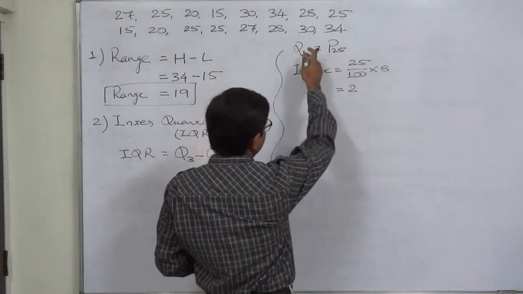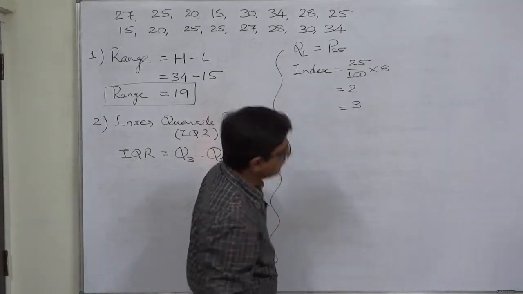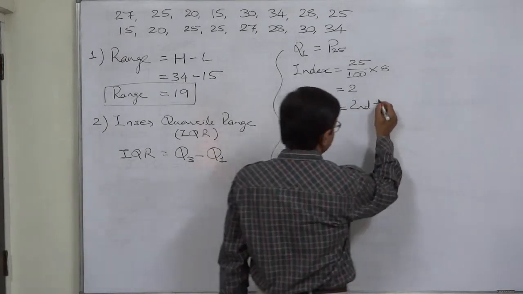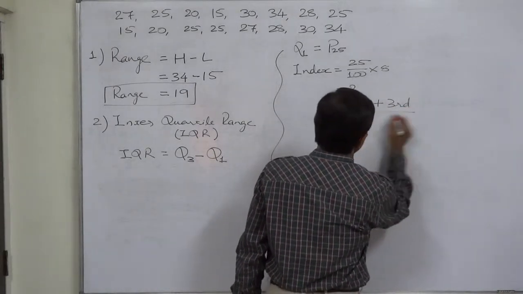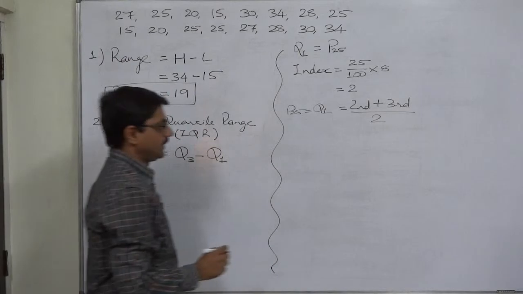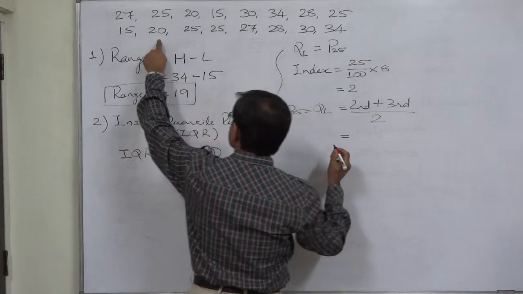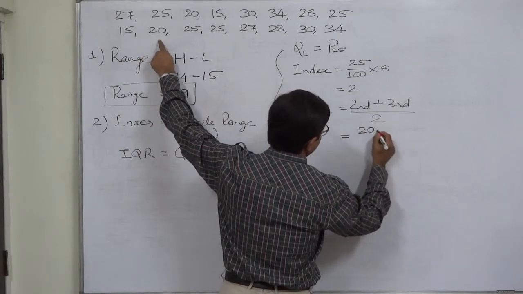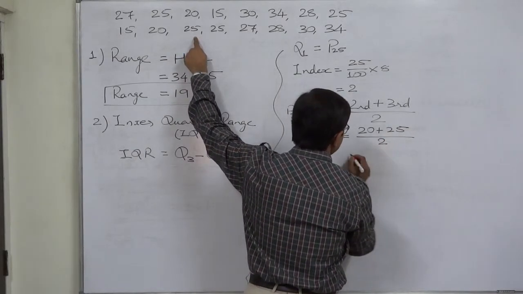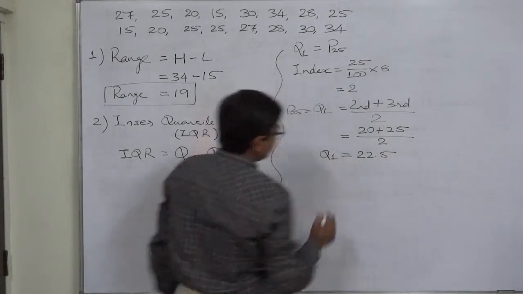Then the percentile or quartile of our interest is the mean of the indexed value, that is the second value, and the index plus 1th value, that is the third value here. That will be our Q1 or P25. The second value in this data, if it is arranged in ascending order, is 20, and the third value is 25. Summation divided by 2, it is 22.5. Q1 of this data is 22.5.